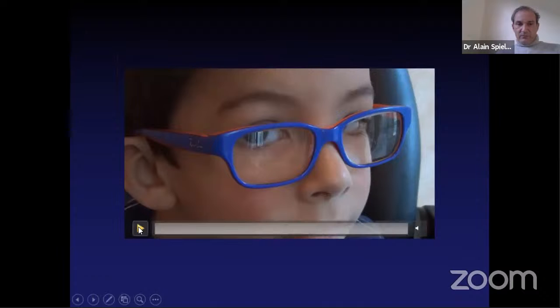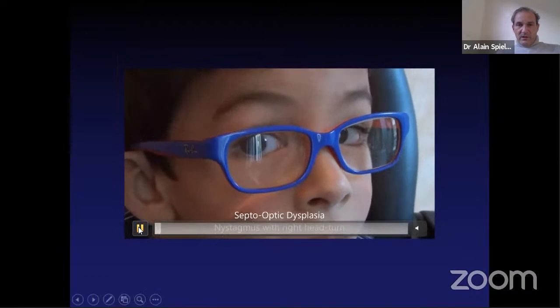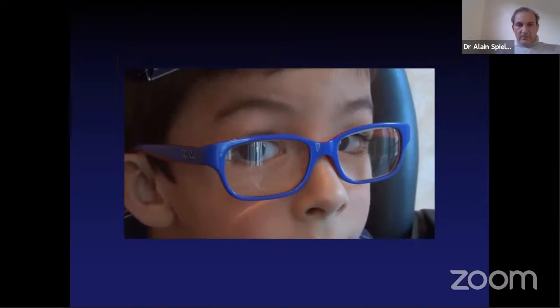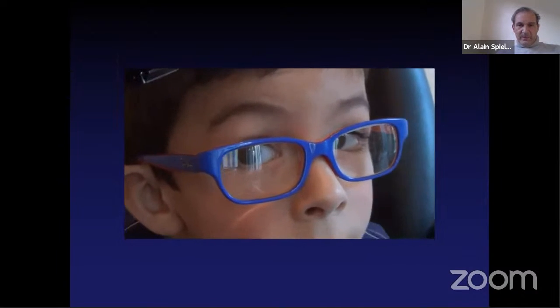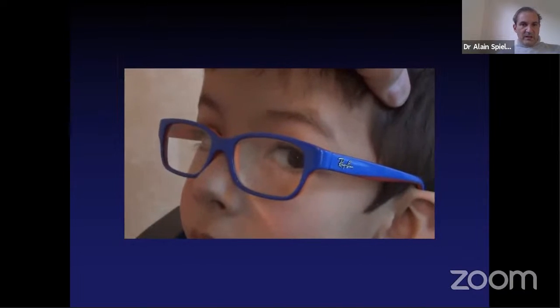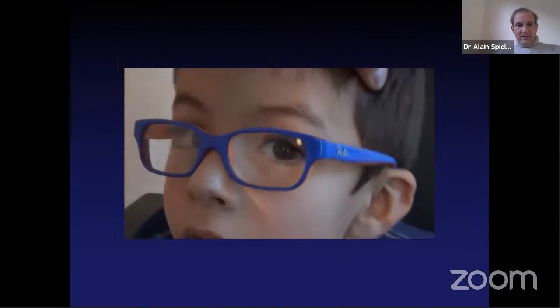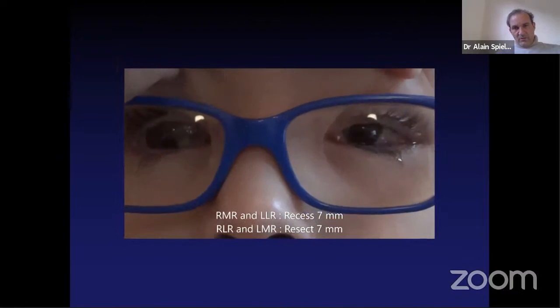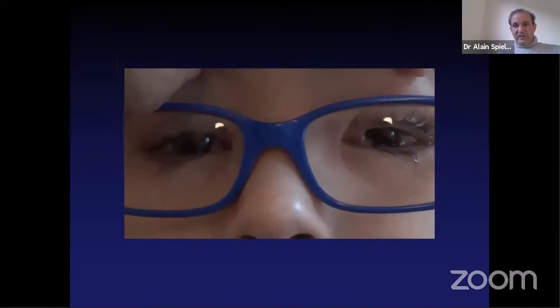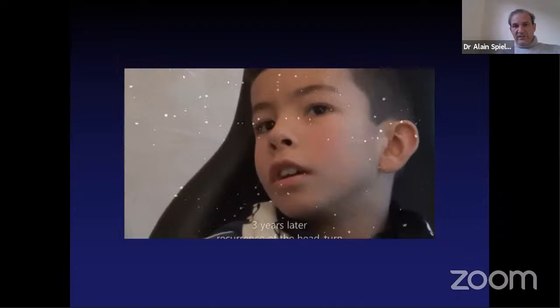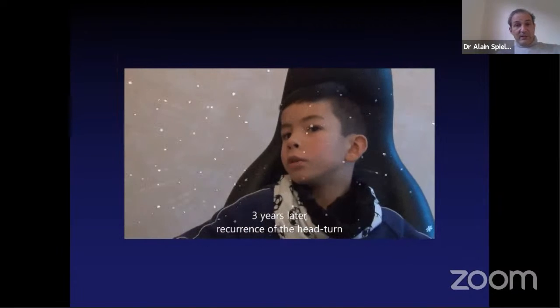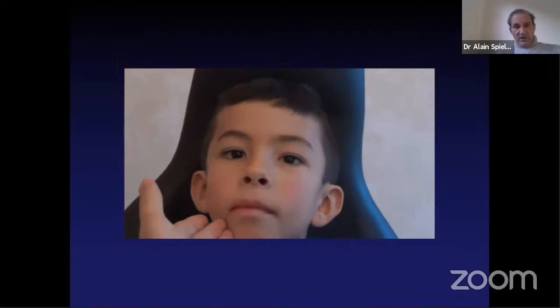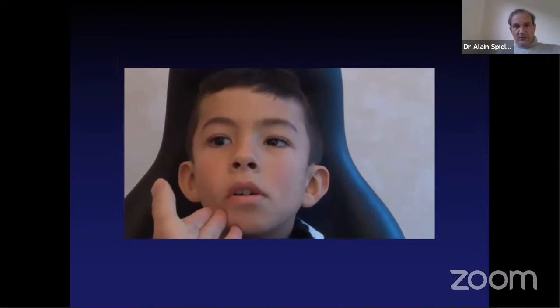Here is a case of a boy with nystagmus getting worse in the right gaze. So he puts his head like this with a right head turn. This is the way he is. I operated on him with what I thought was sufficient dosage, 7 millimeters of recession and of resection. But 3 years later, he had the recurrence of the head turn with the same degree of head turn.